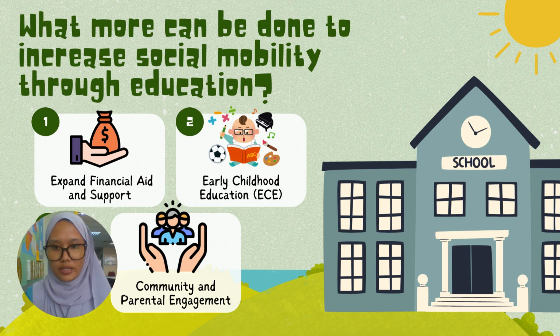And the last content of this presentation, what more can be done to increase social mobility through education. So firstly, expand financial aid and support. As an example, I suggest to the government to increase scholarships, grants, and living allowance for B40 students. Besides, they can also provide mentorship and career guidance to help students stay on track.